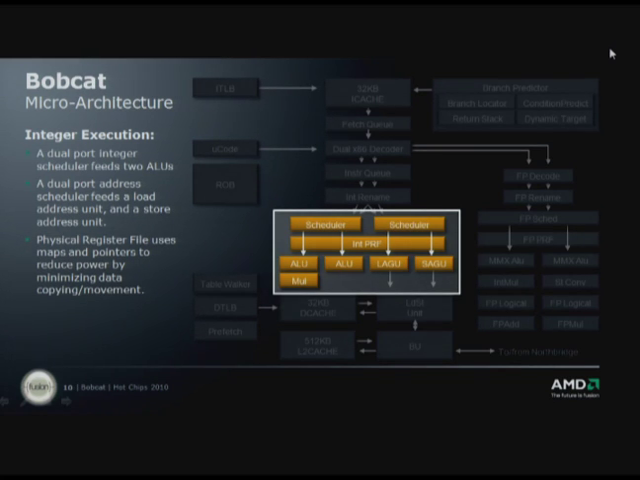Lastly, I ought to point out here, physical register file. Again, there's different ways of doing register renaming. Future files, for example, involve more data shifting and data copying than we wanted to deal with. What we've actually built is a physical register file using pointers to keep track of where register locations actually are in a pool of registers. And again, this is to minimize data movement and keep our power back down.